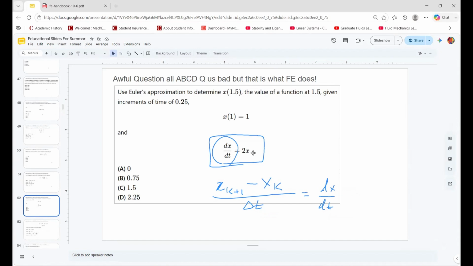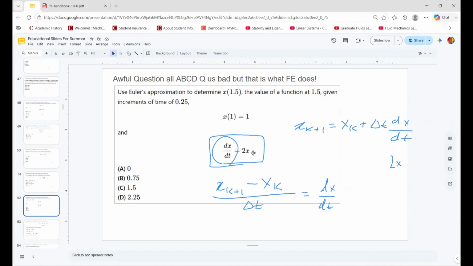So what we have to do is x_{k+1} equals x_k plus delta t times dx/dt. Am I correct? I think I am. So all I have to do is take a derivative of that, which is 2x over here. And then what does it want me to do? Given the increment time of 0, okay.